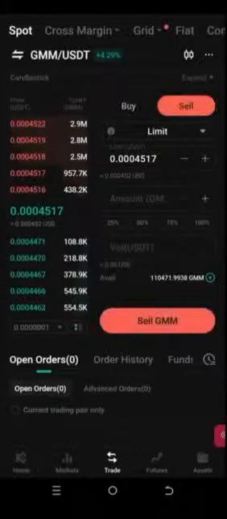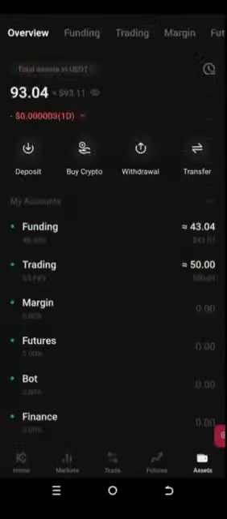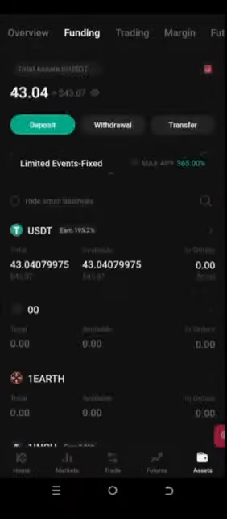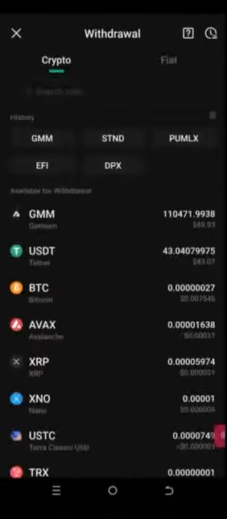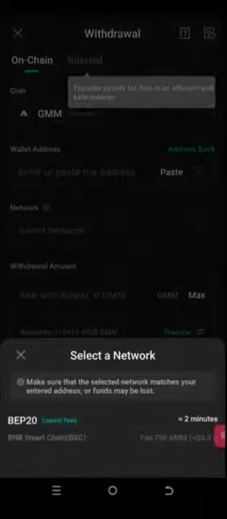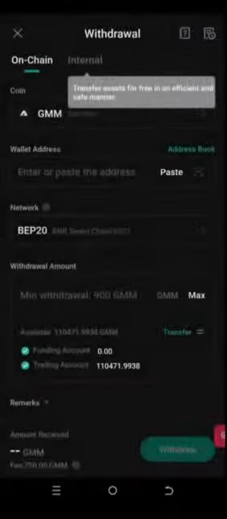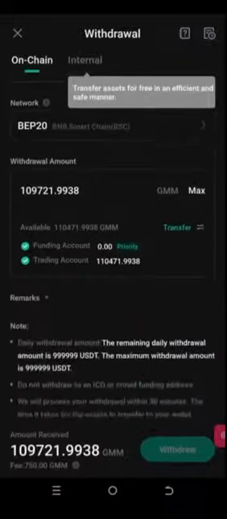So what we have here is 110,471. Okay, so we're going to quickly send this over to Mexi. So let's go and get all the details we need. We're just going to go over to our funding, and then we just withdraw. So we're going to withdraw GMM. We're selecting the network, which is BEP20, and the max. Good, so it has already deducted its own fee. So let's go over and put in all the other details.